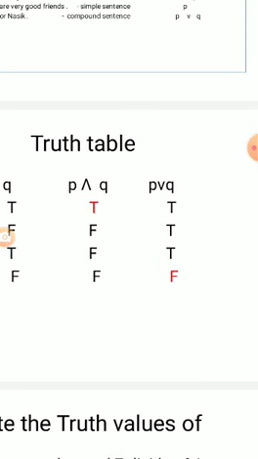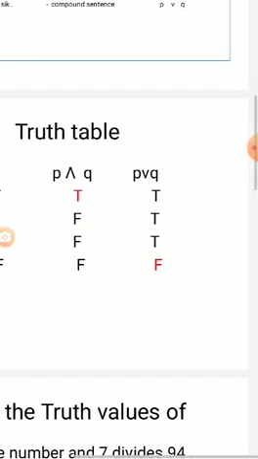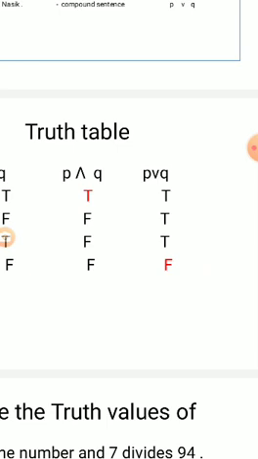Now let us study its truth table. As there are two possibilities for P and two possibilities for Q, in all there are 2 square, 2 into 2, that is 4 possibilities for P or Q. So the P and Q will remain the same. T T first row, second row T F, third row F T, F F. Or column wise, T T F F first column, for Q T F T F alternately, and P or Q means either or.